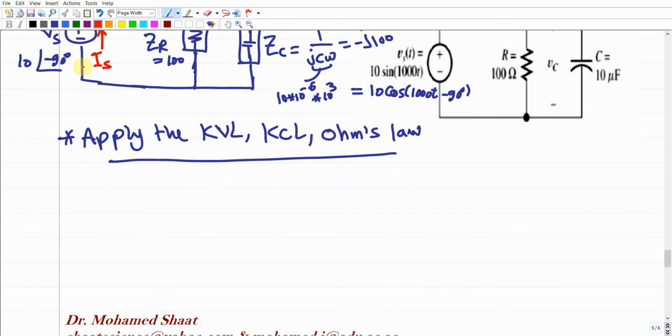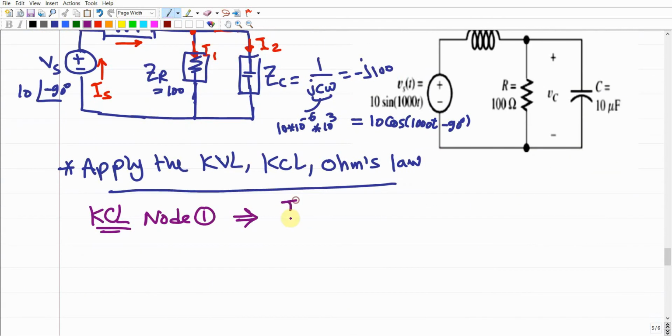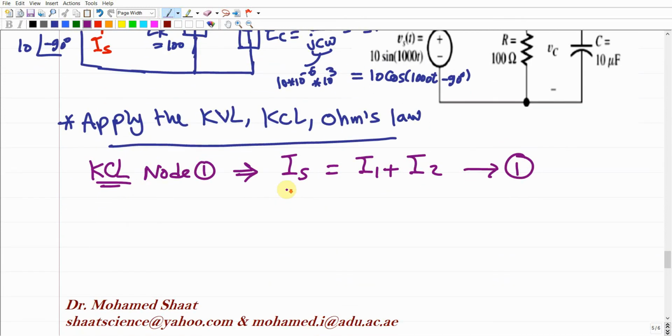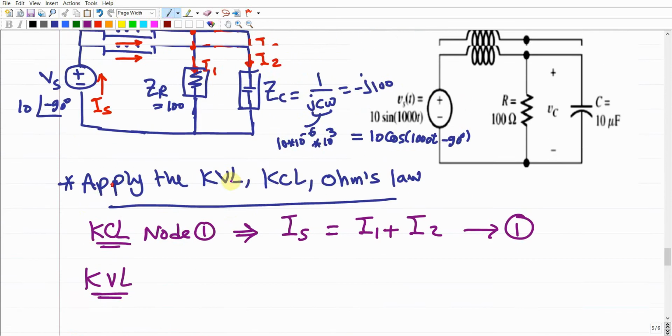So what you're going to do is just apply the Kirchhoff current law at node 1. It should give us that IS, the input, equals the output, I1 plus I2. Remember that all of these, IS, I1 and I2, are phasors, and this gives us the first equation. Remember that the unknowns are the 3 main currents. Then we're going to apply the Kirchhoff voltage law. Since we have 3 unknowns, we should have 3 equations, right?